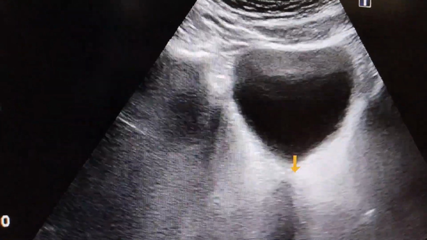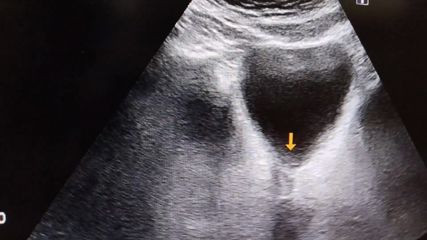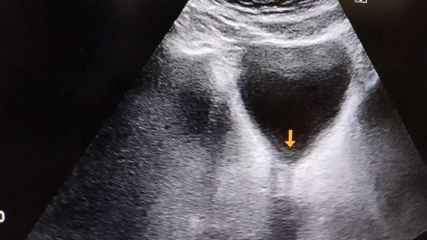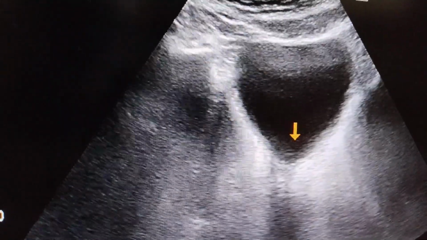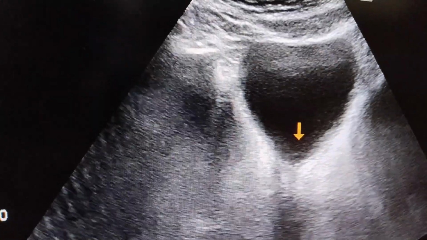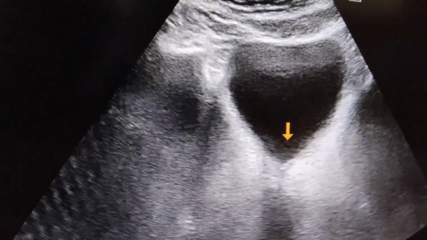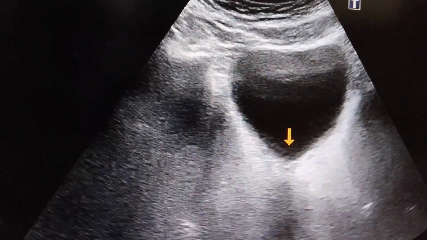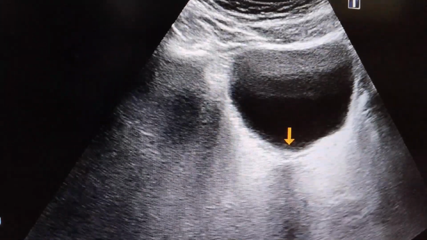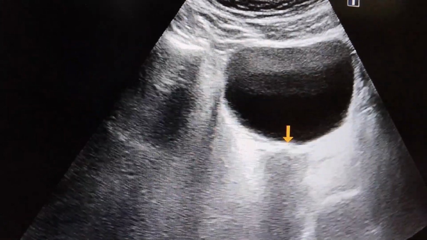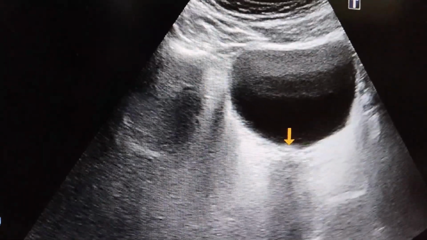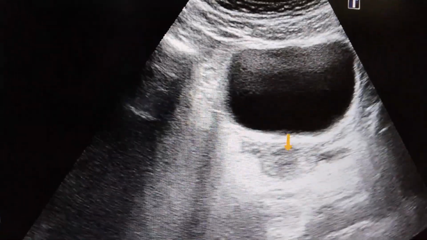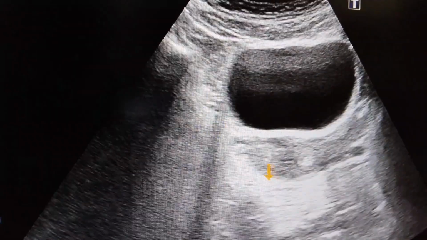So this is definitely the cystocele. Cystocele has such an appearance when we do the transabdominal ultrasound with a low frequency probe. Now this is a female patient. I will now examine the uterus.